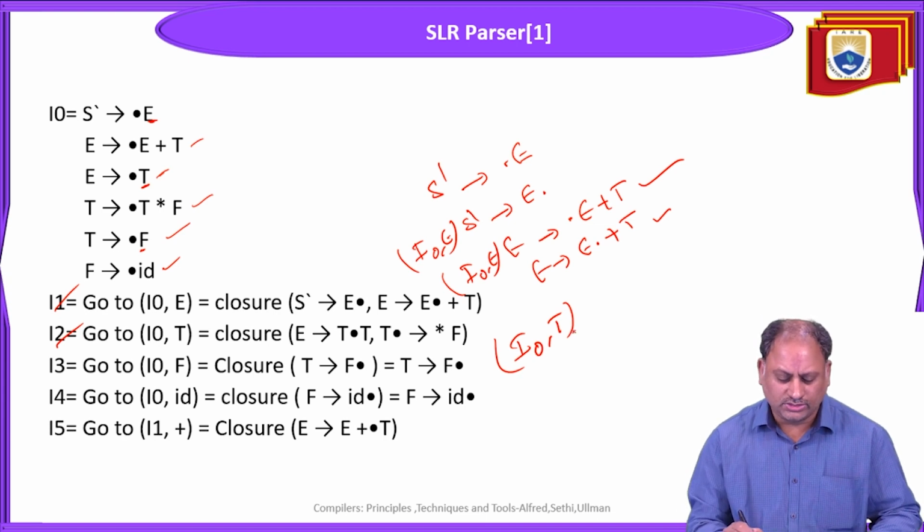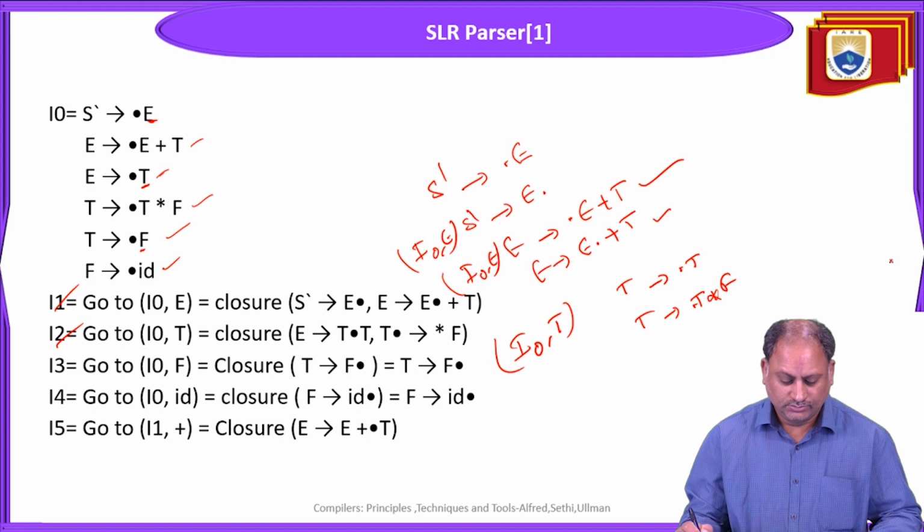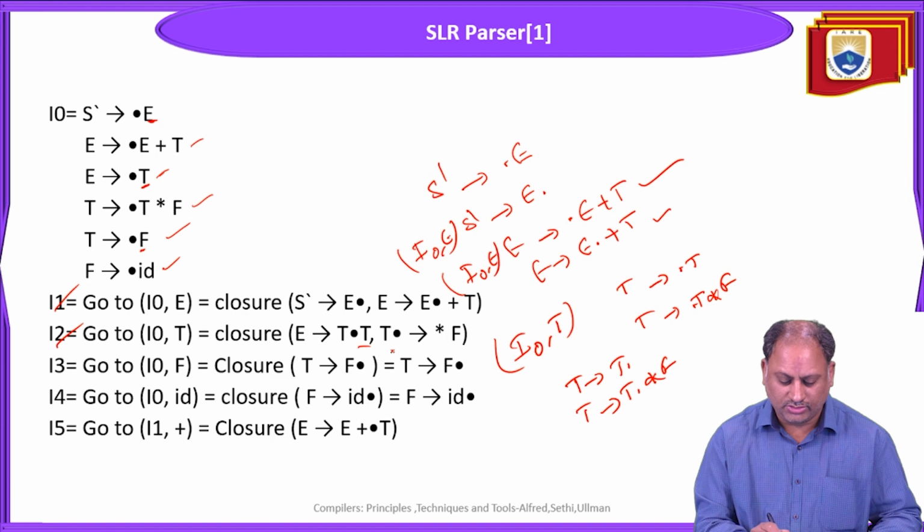I0 comma T. What is T here? E derives T dot. Another one is T derives T dot star F. Now here there is a mistake, here we have to write T derives T dot star F.